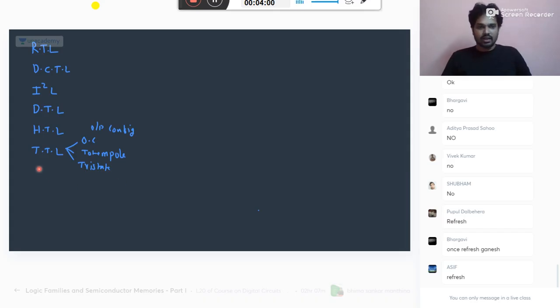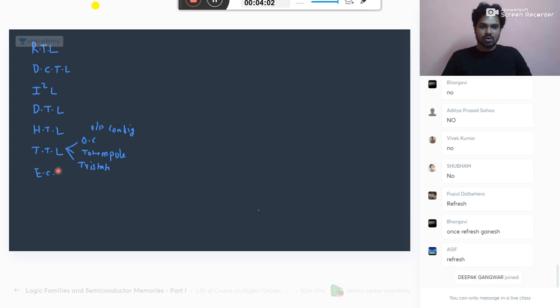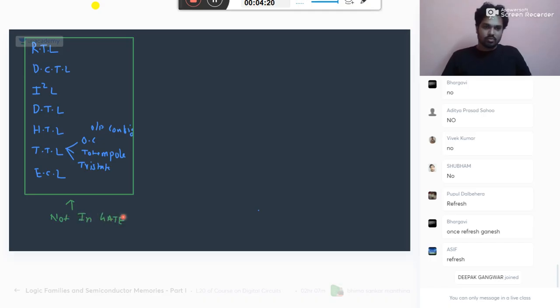So TTL and emitter coupled fastest logic family are there. So in this, okay, they have removed this from the GATE syllabus. They are not in GATE from 2016. From 2016 they have removed this whole part.